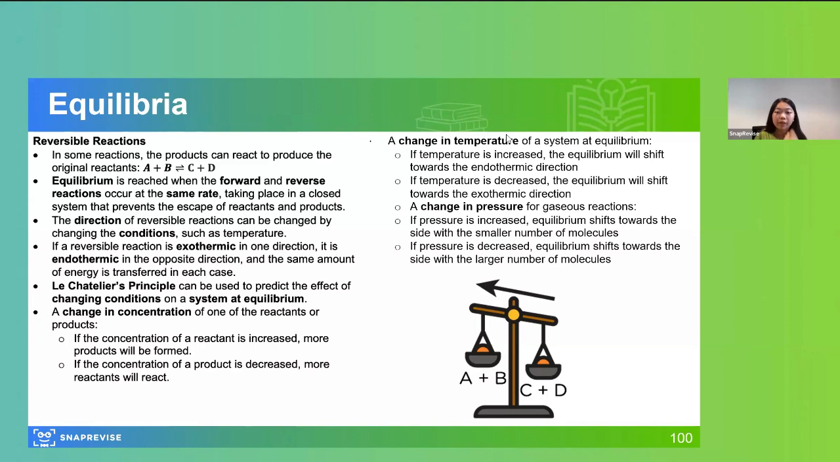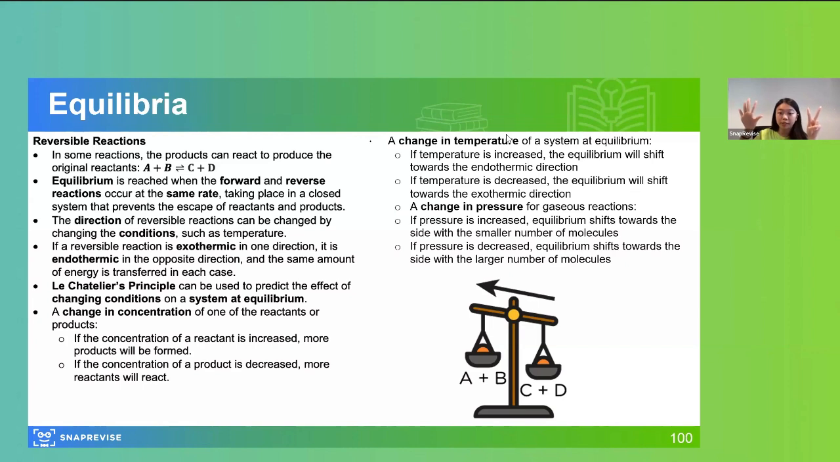With pressure, if there's an increase in pressure, it's going to move towards the side with fewer molecules. So if you look at an equation and it says A plus B gives you 2C plus 3D, look at the numbers in front. A is 1, B is 1, so there's two molecules on that side. 2C plus 3D, there's 2 C's, 3 D's. So that's going to give you 5 molecules on the right. So 2 molecules and 5 molecules.